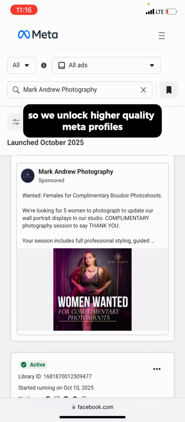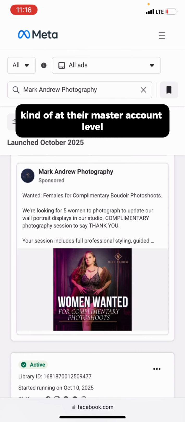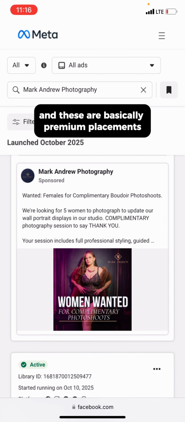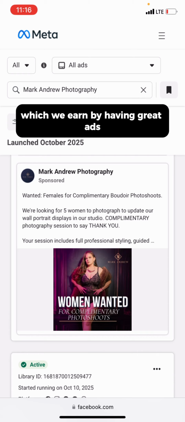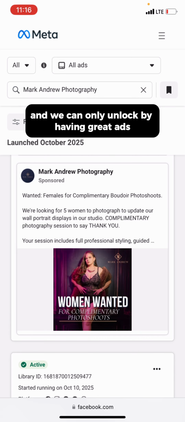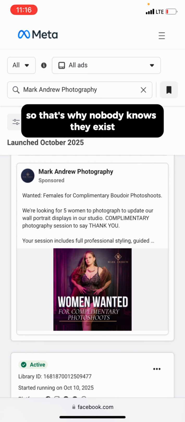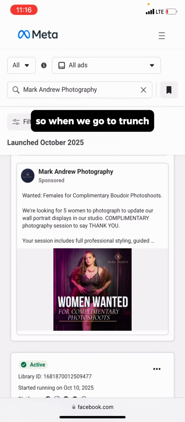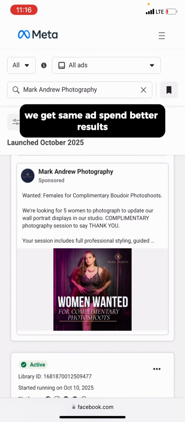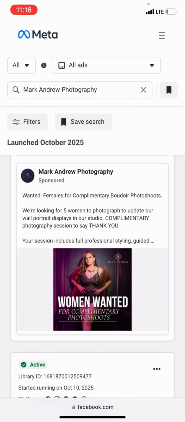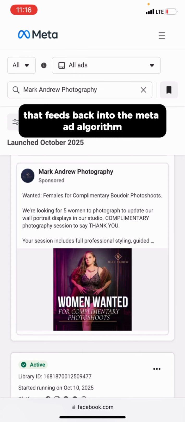So we unlock higher quality Meta profiles, which on average have a higher conversion rate, at their master account level, for any ad that's put in front of them. These are basically premium placements, which we earn by having great ads, and we can only unlock by having great ads. Most boudoir photographers can never unlock these premium placements, so that's why nobody knows they exist. So when we go to tranche two, the higher quality Meta profiles, we get the same ad spend and better results. And that data from tranche two feeds back into the Meta ad algorithm.